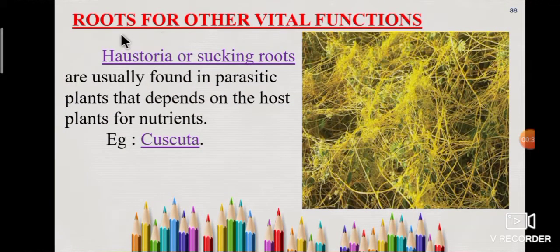Next, we will see roots for other vital functions. Haustoria or sucking roots are usually found in parasitic plants that depend on the host plants for nutrients. Example, Cuscuta.